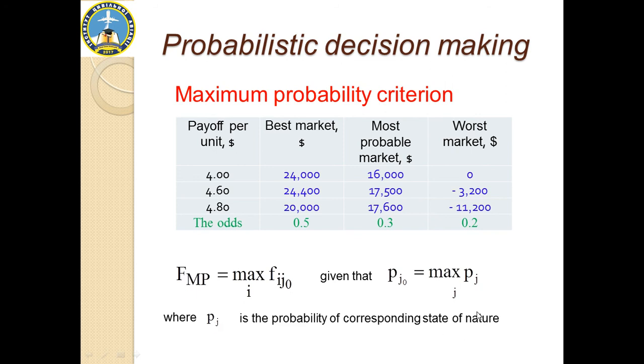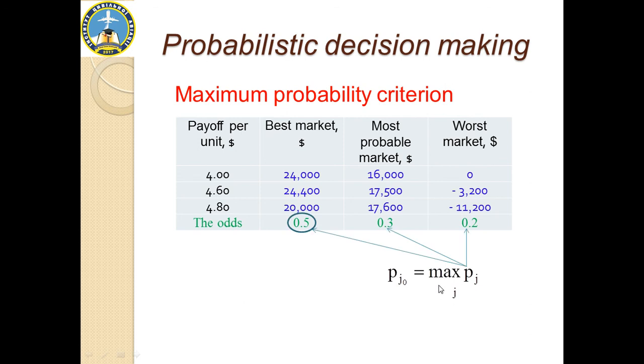Now let's split this in several steps. We can solve this in several steps. First, we find the maximum probability of different states of nature. We analyze different states of nature. We see that the maximum probability of 0.5 is assigned to the best market conditions. So P sub j0 equals 0.5 in our particular case.